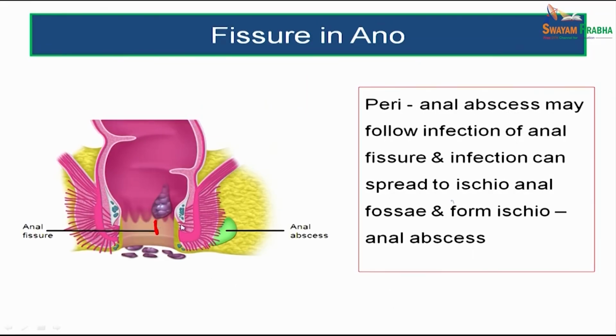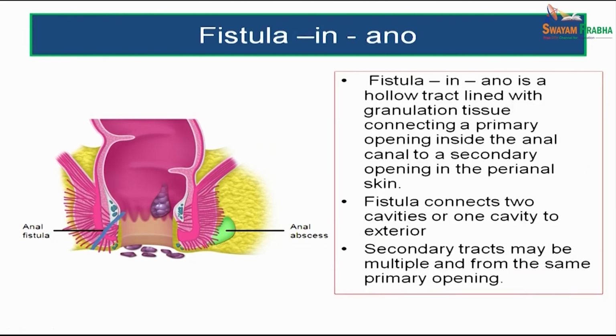Fissure in ano can lead to perianal abscess, which may follow infection of the fissure and it will spread into the ischio-anal fossa. As I have already mentioned, on either side you have the ischio-anal fossa and its contents. So, there is a formation of ischio-anal abscess, as you can see from this picture. Next is fistula in ano.